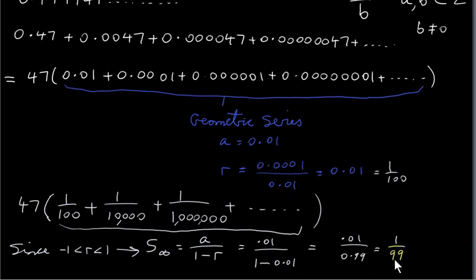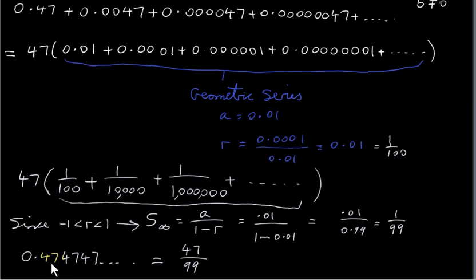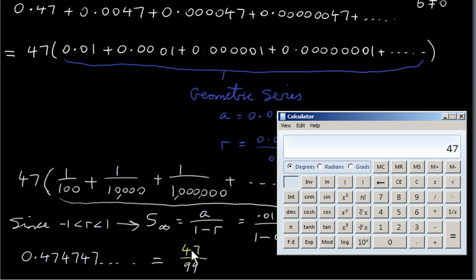Calculating this, we get 1 over 99. And then we just have to multiply by 47. So we see that 0.47 recurring is equal to 47 over 99. Of course, if you want to check this, you take 47 and divide by 99.